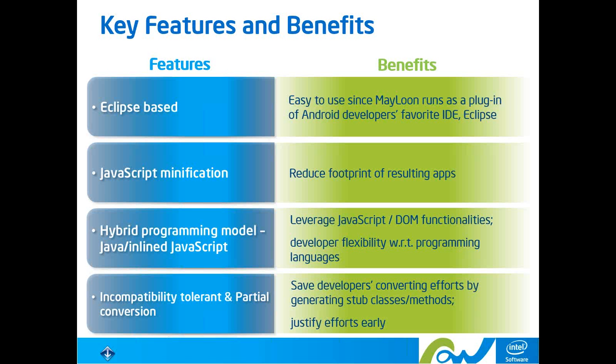We also have what we call a hybrid programming model, meaning that application developers can write inline JavaScript code in Java code of the original Android project. So this feature is very similar to the situation where you can write inline assembly in C or C++ code. This is important because this enables Melon to leverage JavaScript and the DOM functionalities. For example, it enabled Melon to map a button from Android UI to a button in HTML DOM.